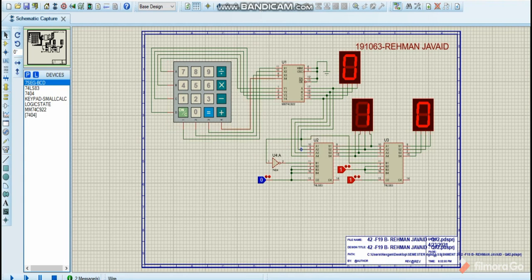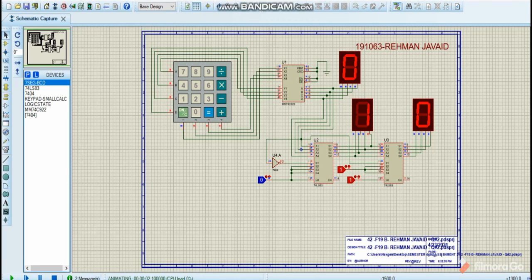So this is our circuit. We use 2 ICs in this circuit, 74LS83 and MM74C922. So we have to check the circuit by performing different operations by giving different inputs.